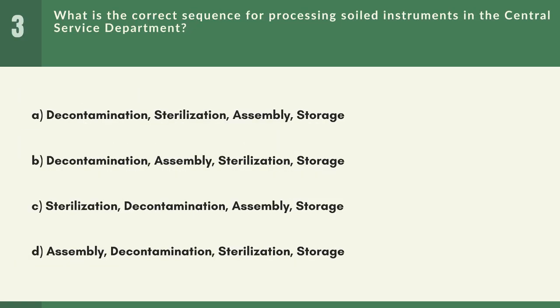Question 3. What is the correct sequence for processing soiled instruments in the central service department? A. Decontamination, sterilization, assembly, storage. B. Decontamination, assembly, sterilization, storage. C. Sterilization, decontamination, assembly, storage. D. Assembly, decontamination, sterilization, storage.